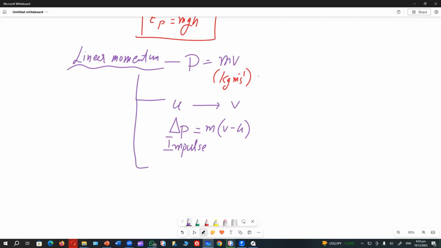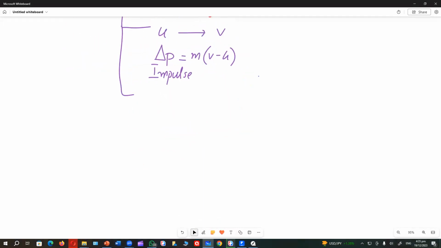Then something which comes in every paper is the law of conservation of linear momentum. M1 U1 plus M2 U2 is equal to M1 V1 plus M2 V2. This is the formula for the law of conservation of momentum. This formula can be used to deal with those questions which involve collision.